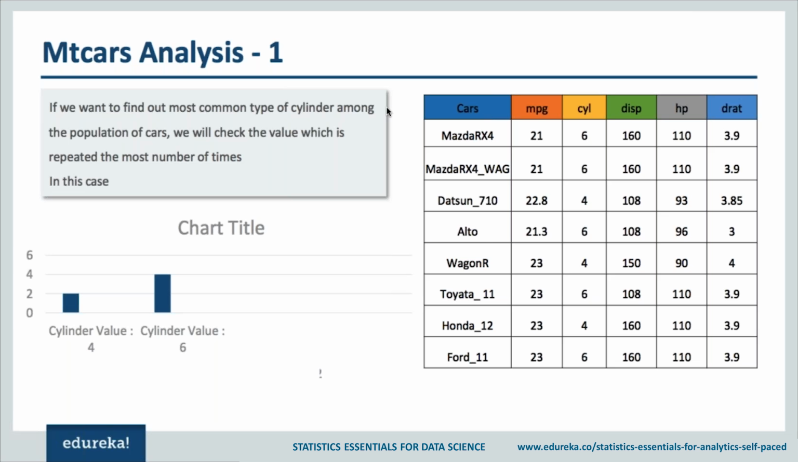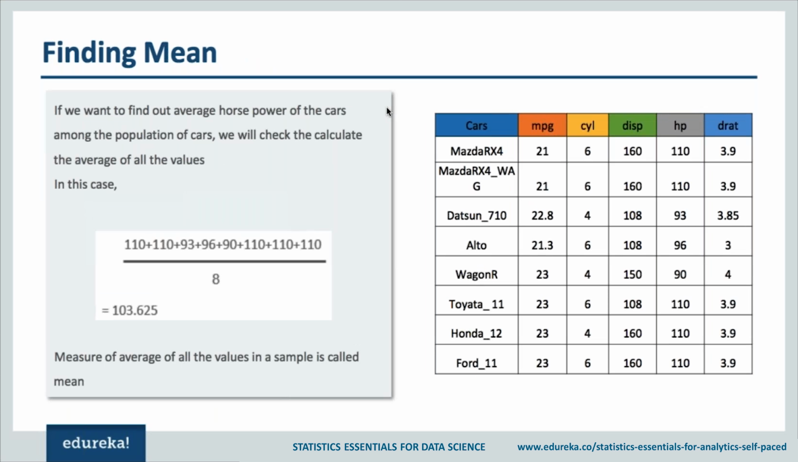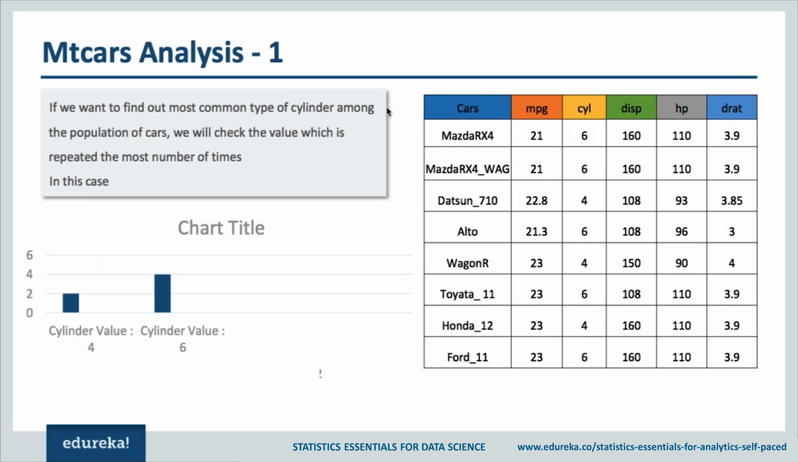So when you say most common type of cylinder, you see the values are divided into 2 types, like 4 and 6. And if you try to calculate the mean, which is nothing but taking the average out of the whole records. So coming back to the first analysis, we're talking about the most common type of cylinders. We got the 2 values like 4 and 6. If you see, the frequency of 6 is more. So we can predict that the most common type of cylinder is 6 cylinder.